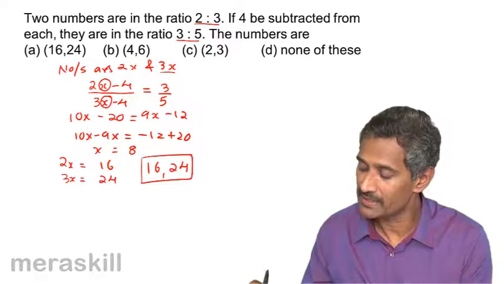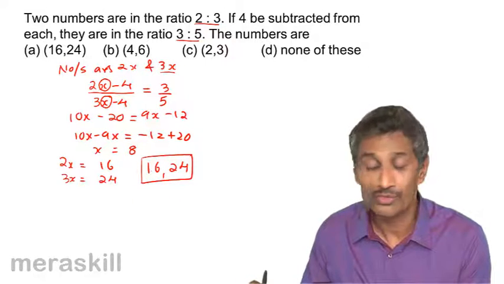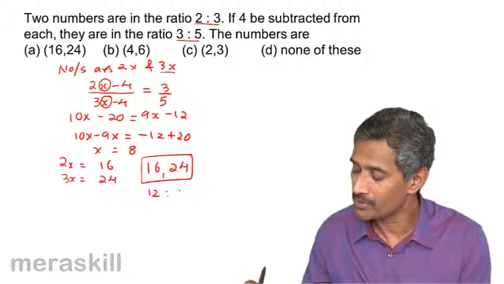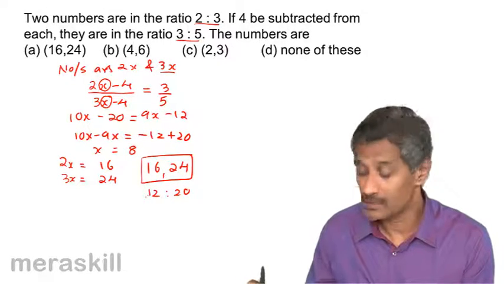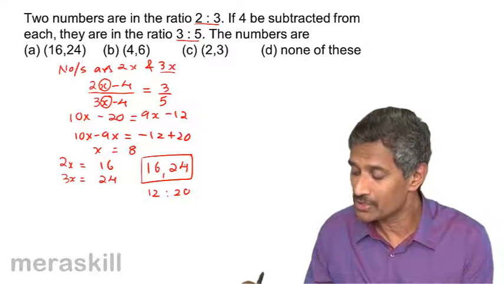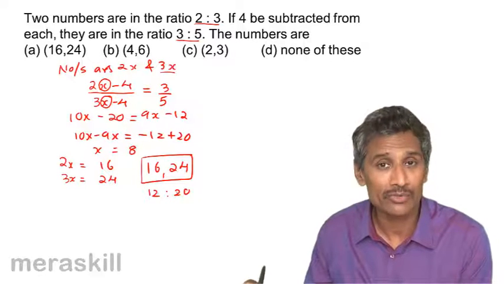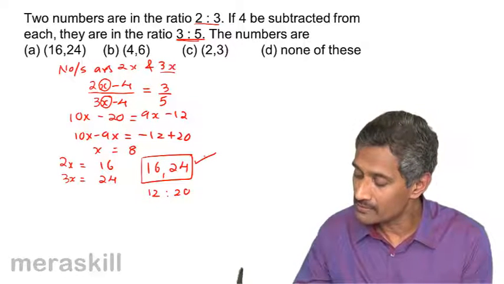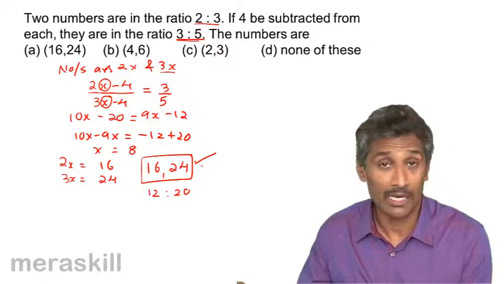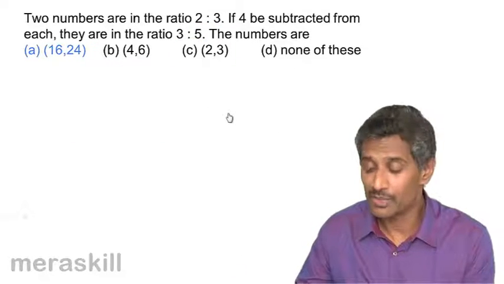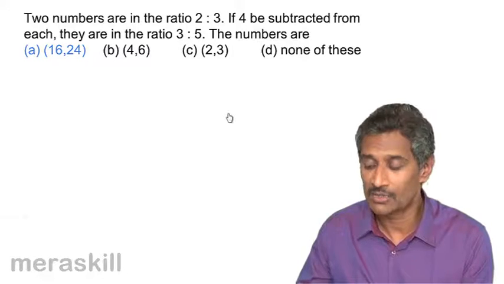You can check it and see 16 and 24 are in the ratio 2:3. Subtract 4 from each, you get 12 and you have 20. Cancel this by 4 and you get 3:5. So from 16 and 24 you subtract 4, you get the numbers 12:20, which are in the ratio 3:5. So our answer is going to be 16:24, and I'm sure it's going to be the first option here. Yes, the numbers are 16 and 24.